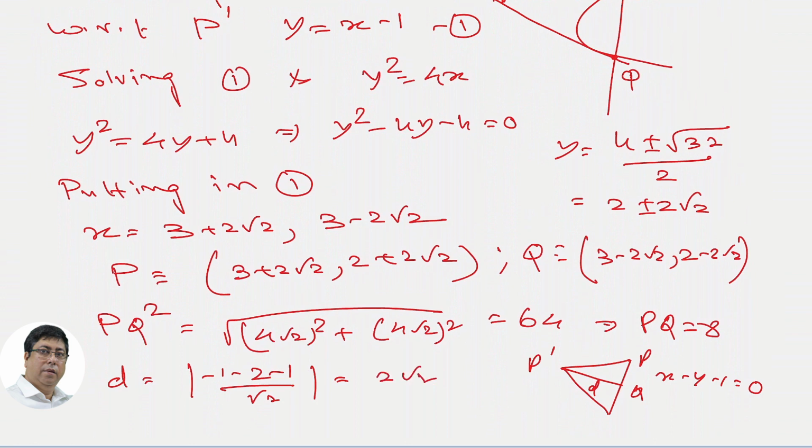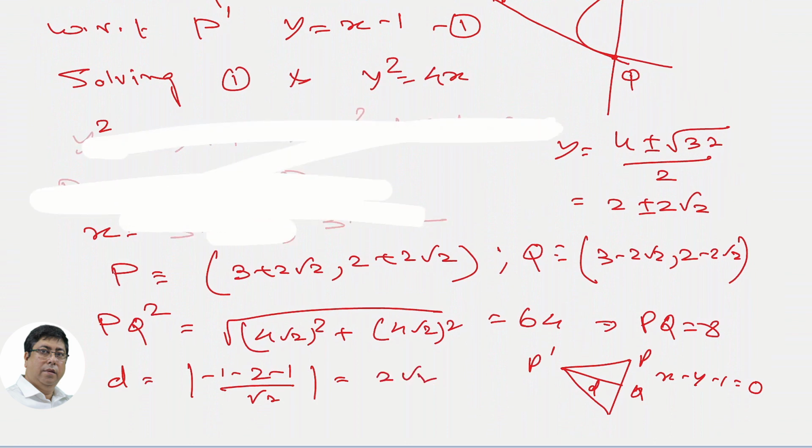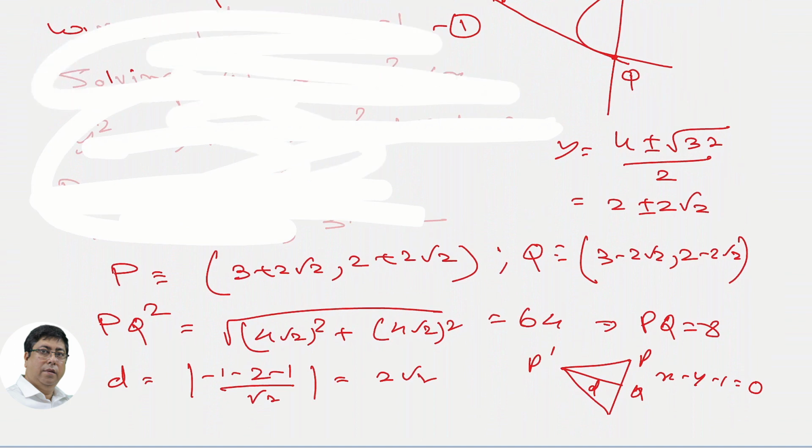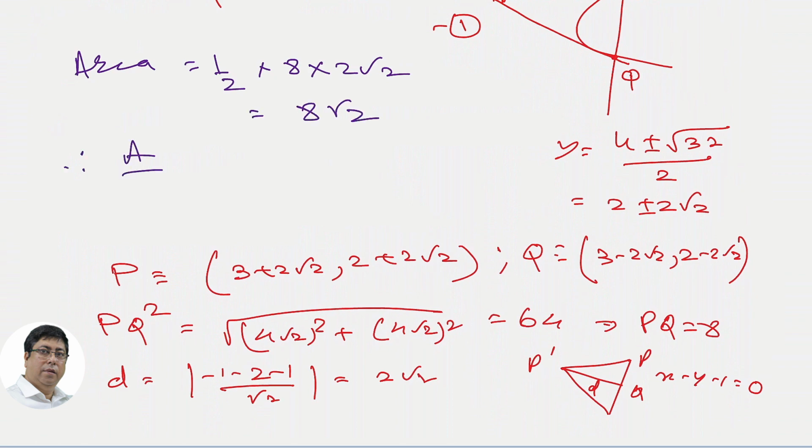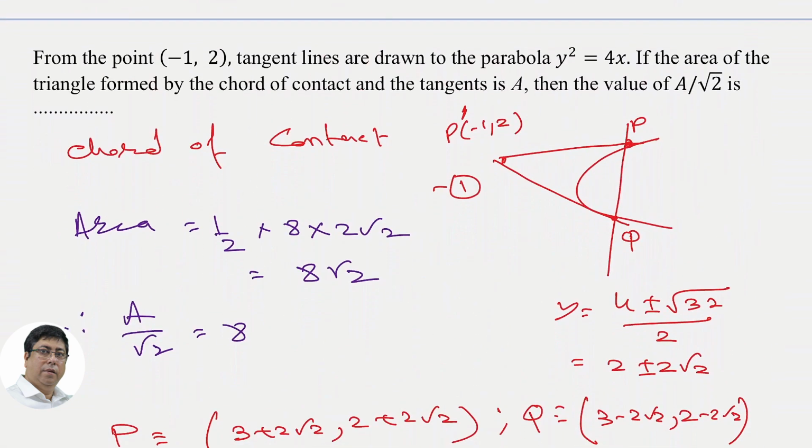So we can get the area. Therefore, the area of the triangle is half into base into altitude, that is coming 8 root 2. Therefore, a by root 2 equal to 8. Therefore, the final answer is coming to be 8.